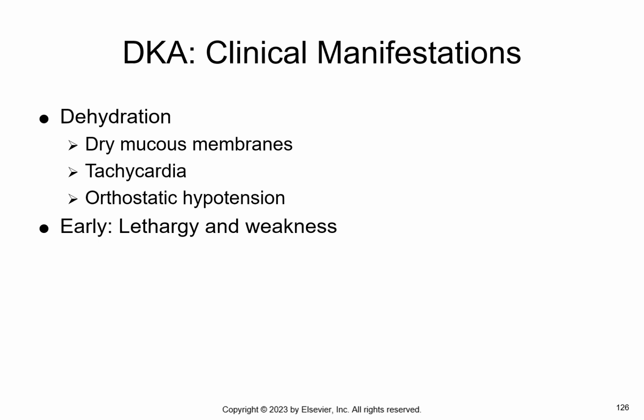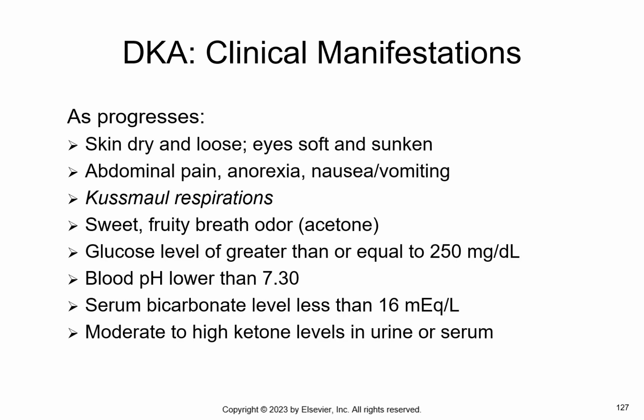As the patient becomes severely dehydrated, the skin will become dry and loose. The eyes become soft and sunken. Abdominal pain may be present and accompany anorexia, nausea, and vomiting. Acetone is noted on the breath as a sweet, fruity odor, and the person will go on to Kussmaul respiration. Okay, so we see this here on 127. All the things that will progress that I just said: dry, loose skin, sunken eyes, abdominal pain, anorexia, nausea, and vomiting, Kussmaul respiration, and sweet, fruity breath odor from the acetone.